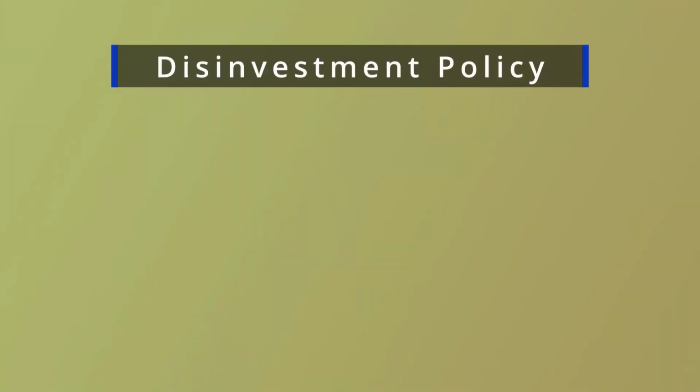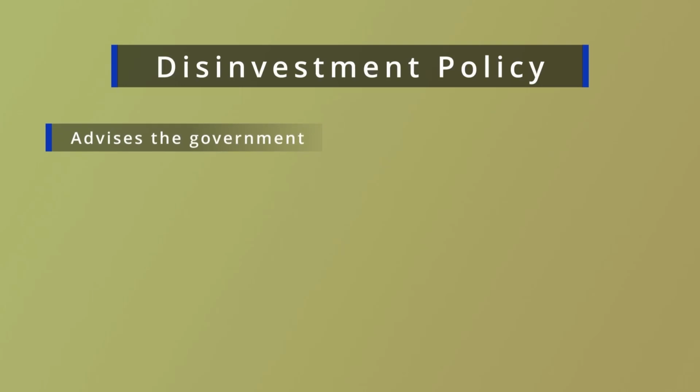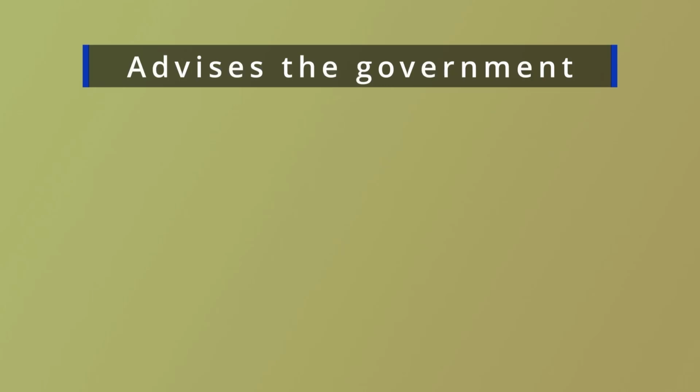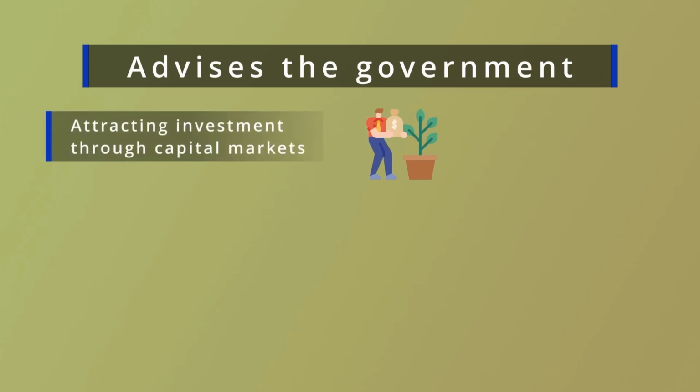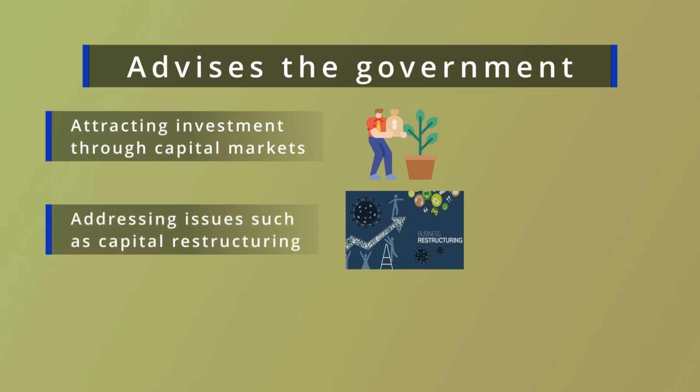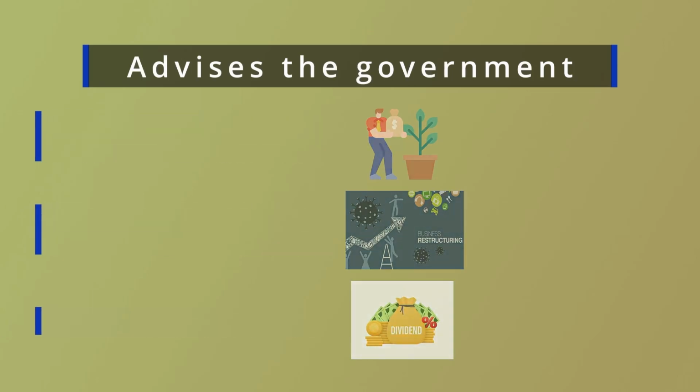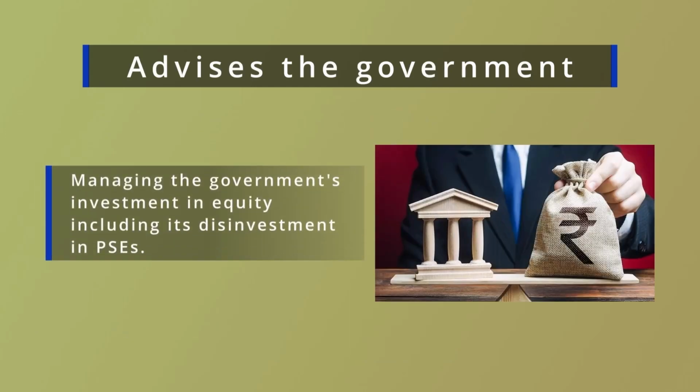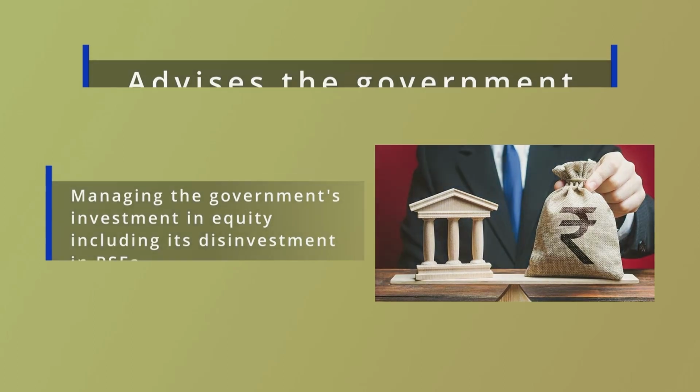And at present, the disinvestment policy has been framed by DIPAM, the Department of Investment and Public Asset Management, and in their policy they have considered two aspects. One is to advise the government on disinvestment, and another is the strategy or work for the disinvestment of the public sector enterprises. And DIPAM advises the government on matters related to financial restructuring of the public sector enterprises by attracting investment through capital markets, addressing issues such as capital restructuring, dividend, bonus, share, etc., and managing the government's investment in equity, including its disinvestment in the public sector enterprises.